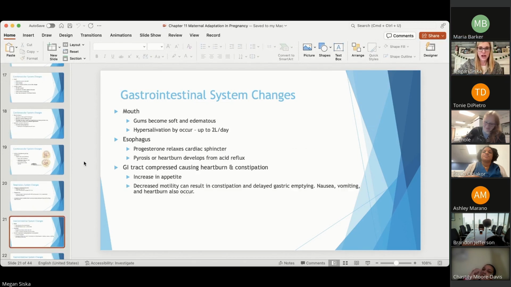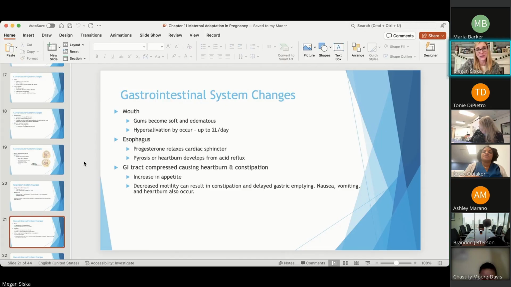All right, so GI changes. The mouth: gums will become soft and edematous. A lot of times your dentist can tell when you're pregnant because they bleed. Your gums will bleed much more easily and they're swollen and red.